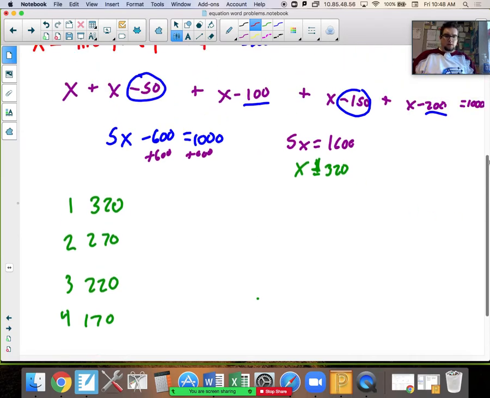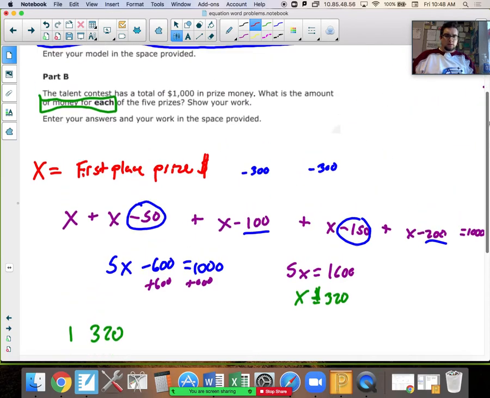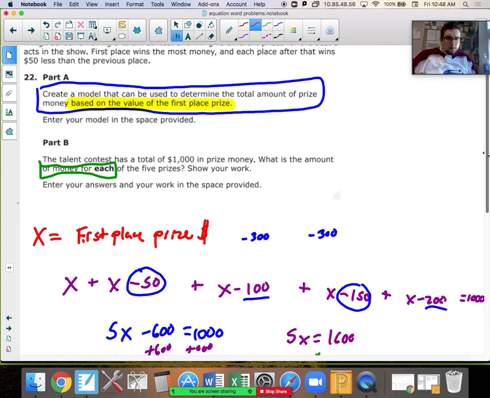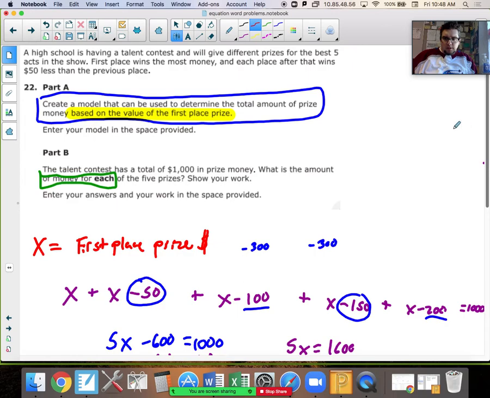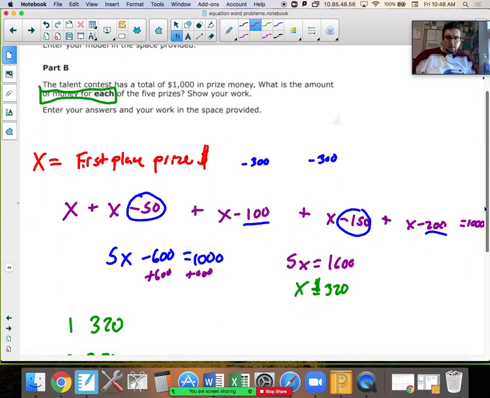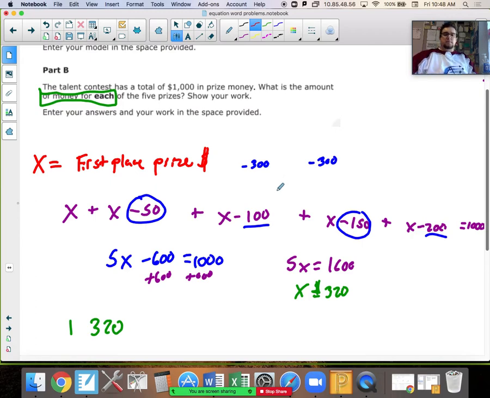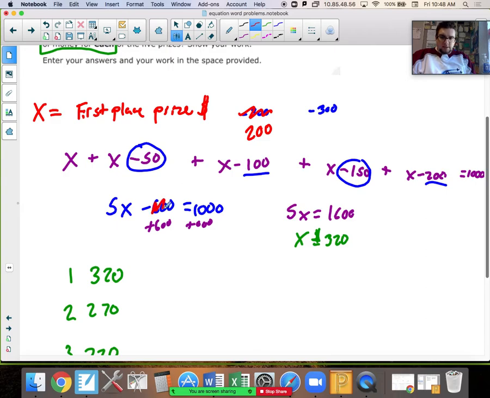What did I do wrong? Total amount of prize money, so each place after that is 50 less than the previous place. Okay, we set that up fine. Oh, geez. I'm sorry. Negative 150. This is supposed to be 200, which means this right here is 500, which means this is 1,500.